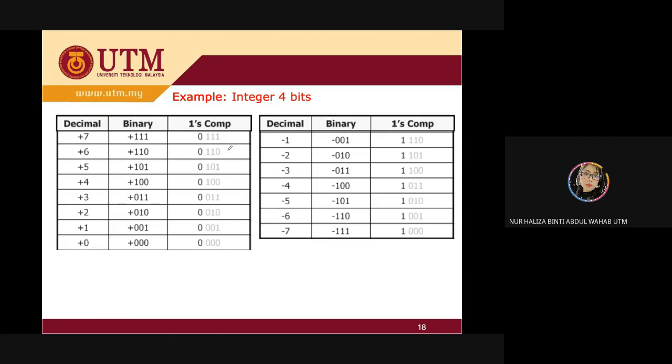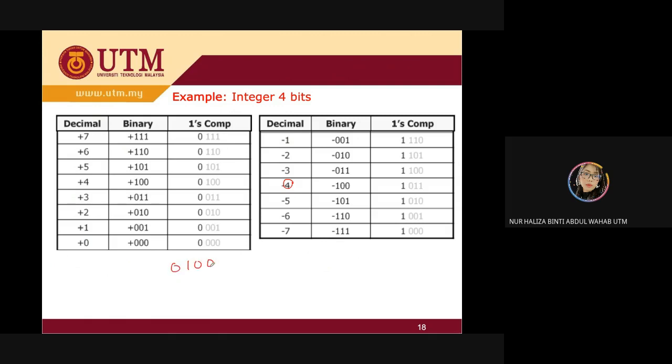Next, I have minus 3. Minus 3, I have 3 will be 0, 0, 1, 1. This is my 3 and I have a negative. Because I have a negative, I need to apply first complement to change my negative here using first complement. It will be 1, 1, 0, 0. Next, I will do positive 4.